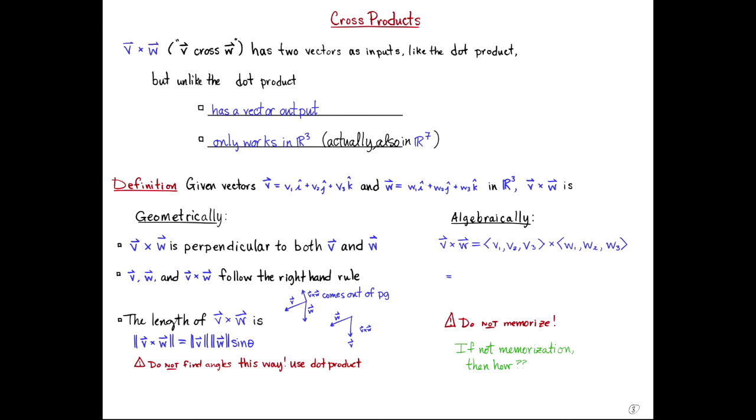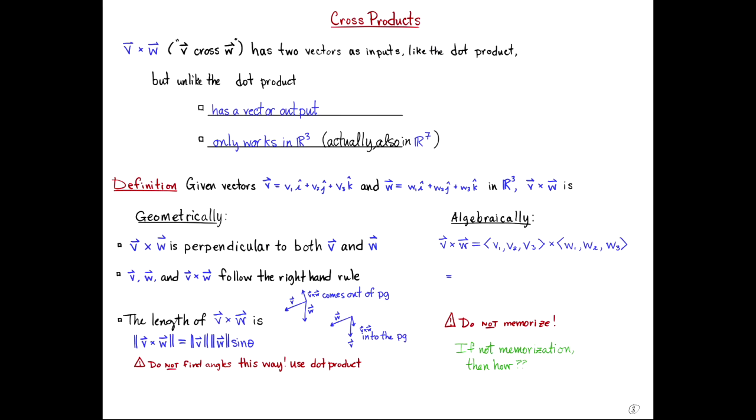If we switch the two vectors, in order for your hand to lie along V and curl towards W, your hand has to be upside down or lying underneath your paper. When your fingers curl towards W, then your thumb is pointing down, telling us that now V cross W is going into the page.